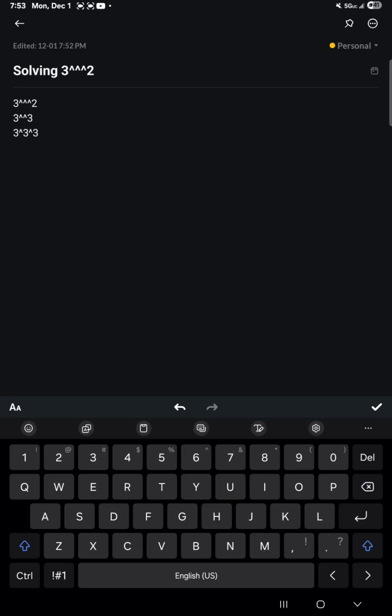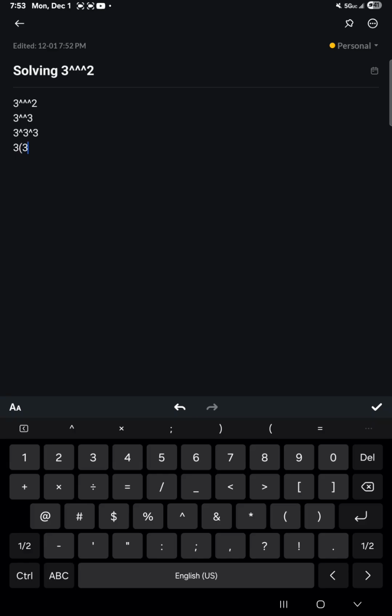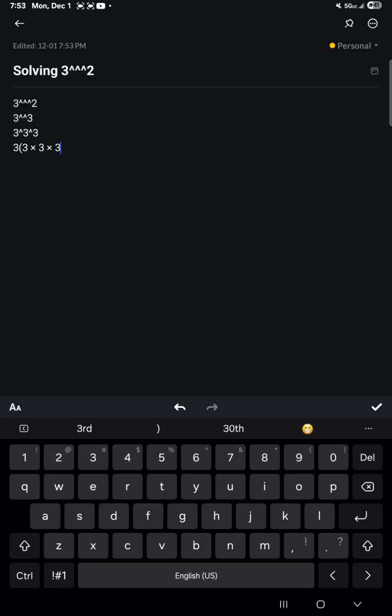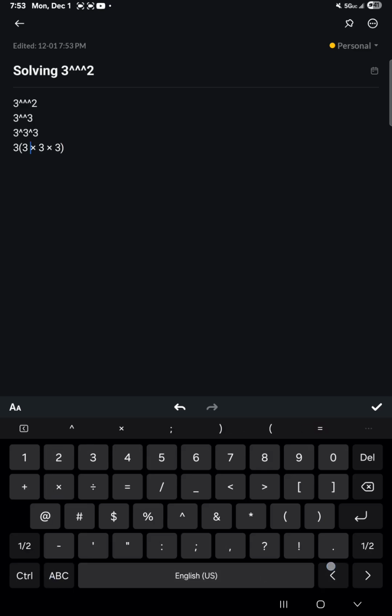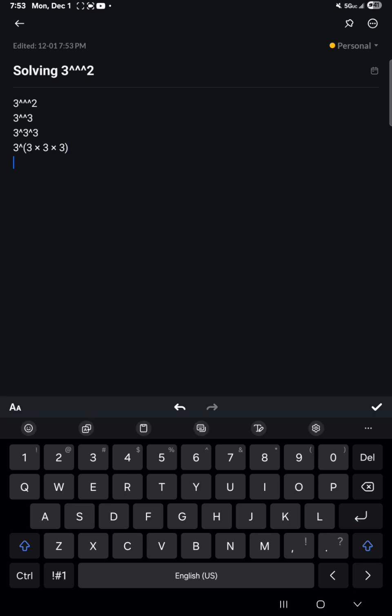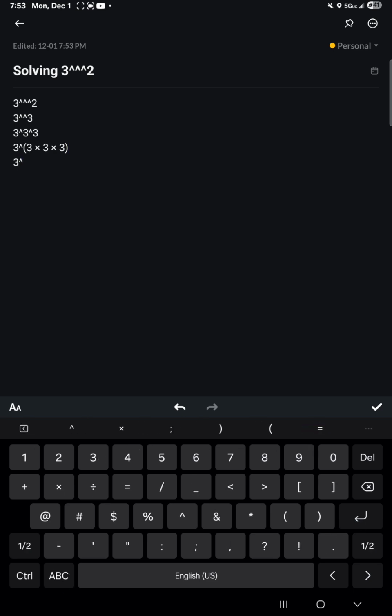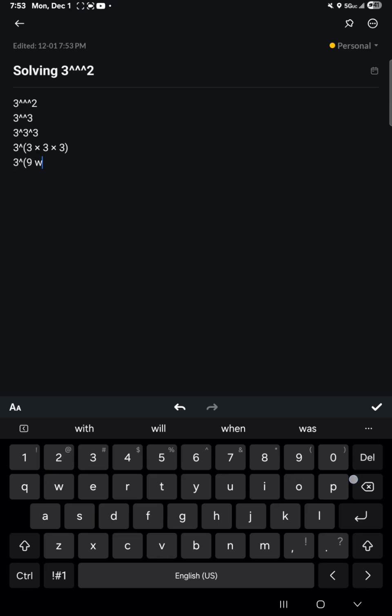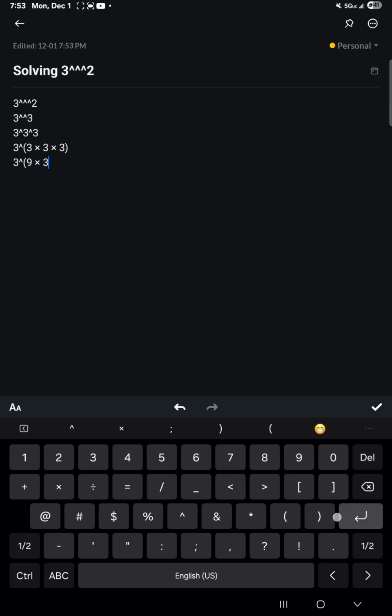So let's start by doing 3 cubed on the top, on the right. So 3 cubed is multiplying 3 three times. So we get this. Oh shoot, I forgot to add this. 3 times 3 is 9. And 9 times 3 is 27.